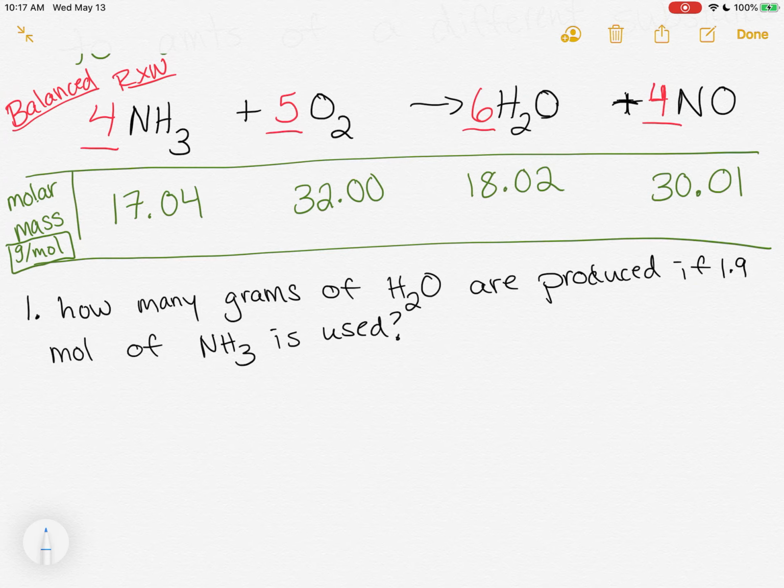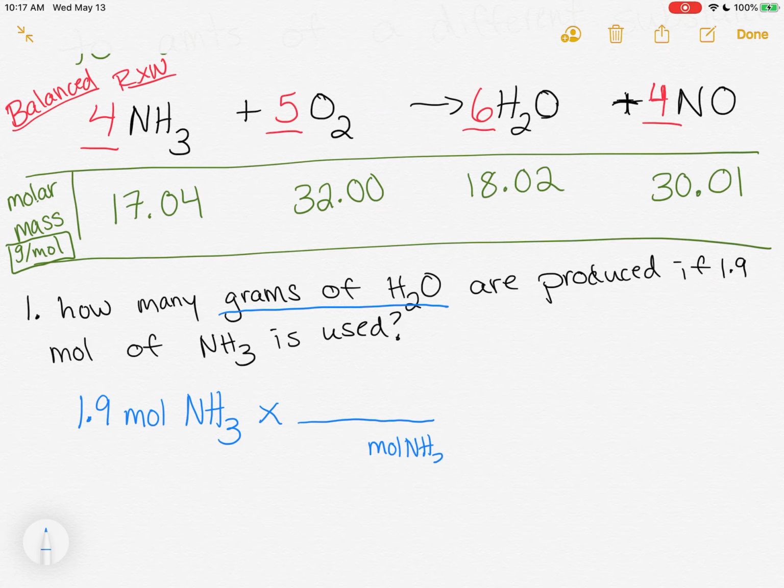So we're going to look at water compared to our ammonia. So we're starting with our 1.9 moles of ammonia. Okay, and I want to finish with grams of water. So the first thing that I need to do is I have to use a conversion factor that's going to let me get rid of moles of ammonia. Okay, and so I want moles of ammonia to be on the bottom here.